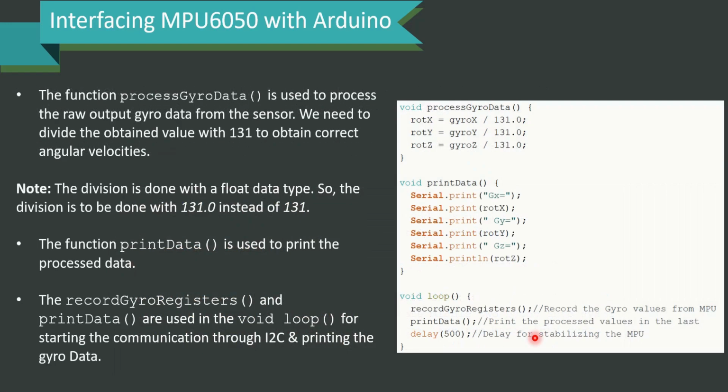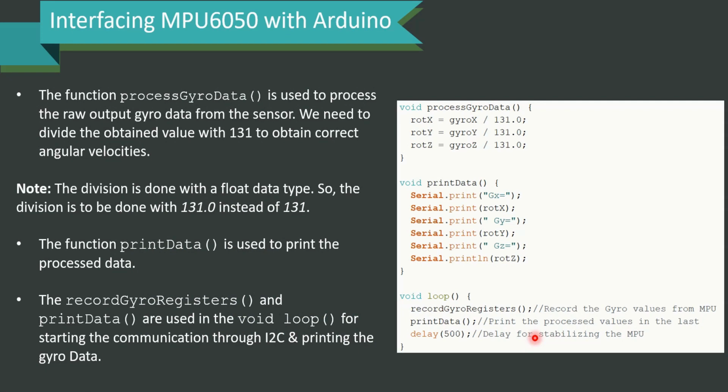The function processGyroData is used to process the raw output gyro data from the sensor. We need to divide the obtained value by 131 to obtain correct angular velocities. The division is done with a float data type, so the division is done with 131.0 instead of 131. Remember this point. The function printData is used to print the processed data.